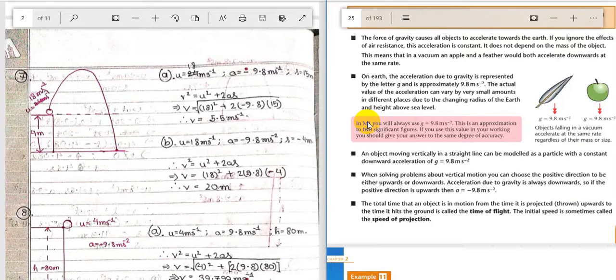Hello viewers, in this video we are going to solve exercise 2C from Mechanics 1 of Edexcel Pearson IAL. This exercise is about particles moving in double motion and single motion.